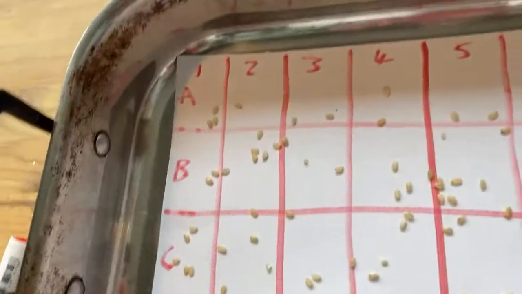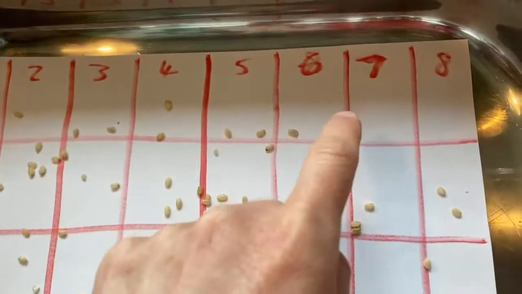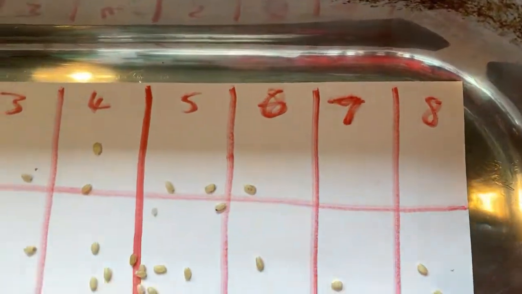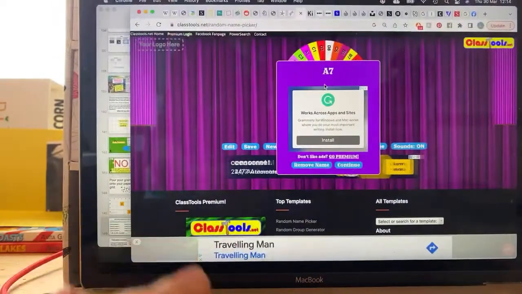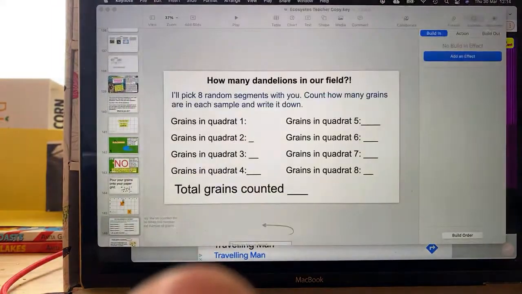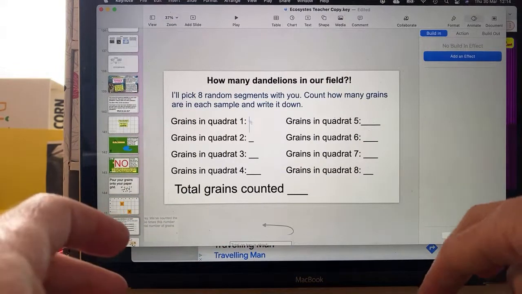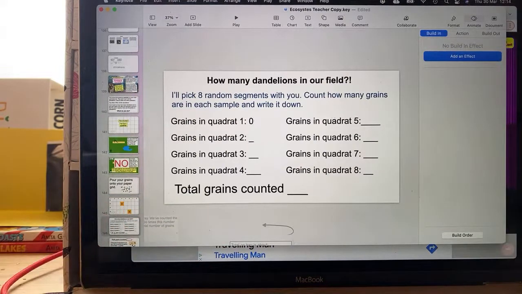A7, everybody. Okay, A7. So find A. Find the 7. Oh, what a start for me. So there are no dandelions growing in this bit of my field, so I'm just going to write a 0. But if you have got some, obviously you would write down however many there are. So in quadrat 1, I'm going to write a big fat 0. There we go. Are you ready?